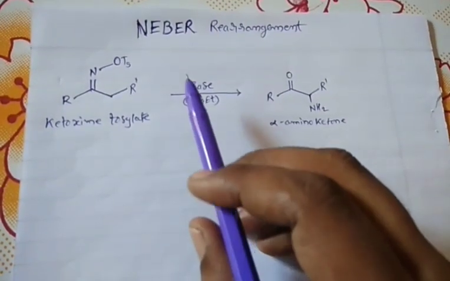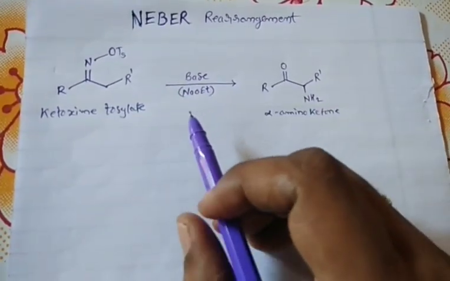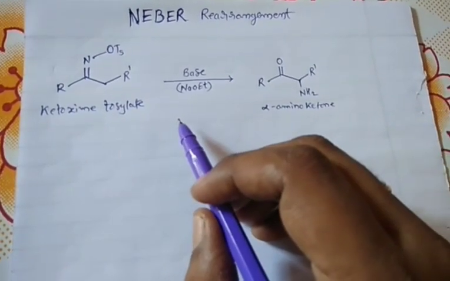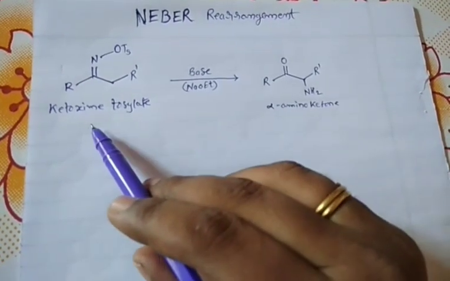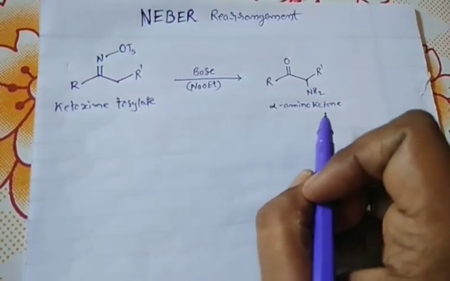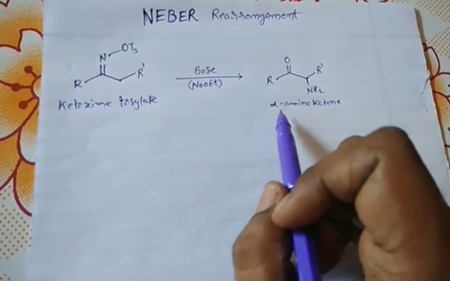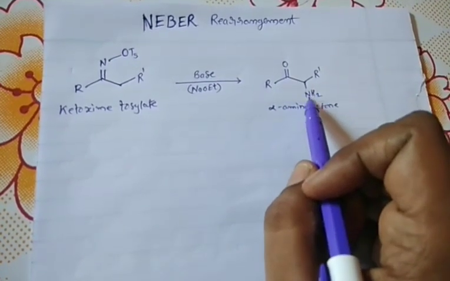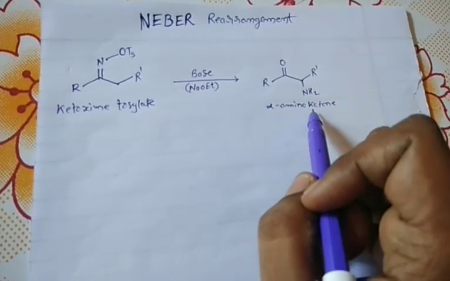Today we will see one more rearrangement reaction, and its name is the Neber rearrangement. This Neber rearrangement involves the conversion of a ketoxime tosylate to an alpha amino ketone. So this is the structure of a ketoxime, and this is the alpha carbon, and on the alpha carbon there is an amine group itself. That's why it is an alpha amino ketone.